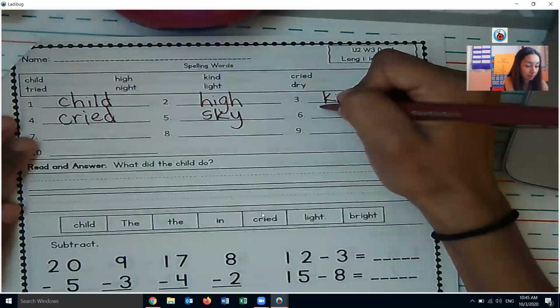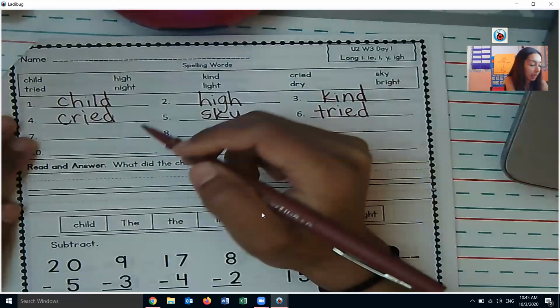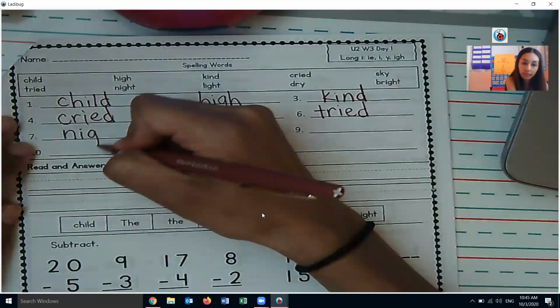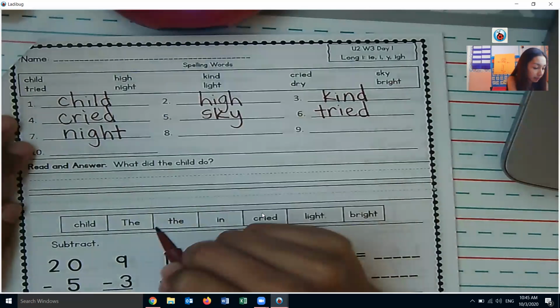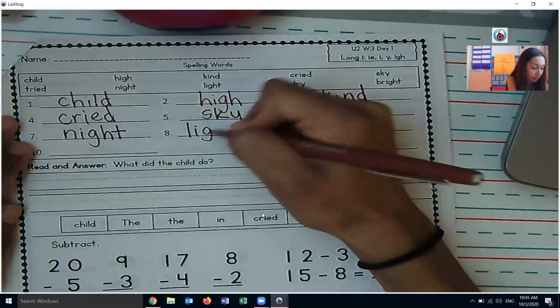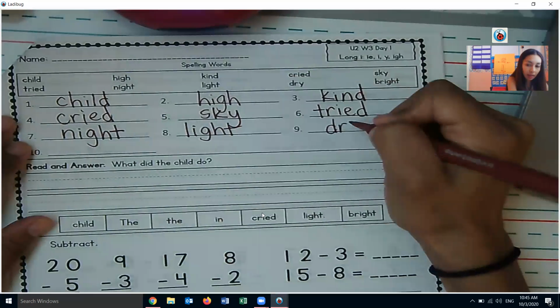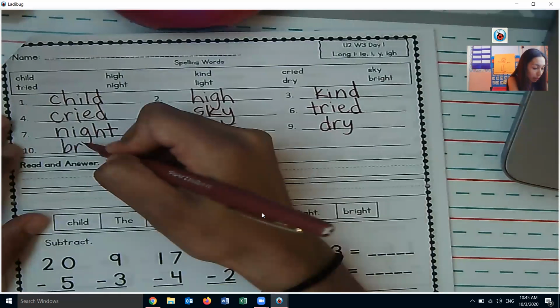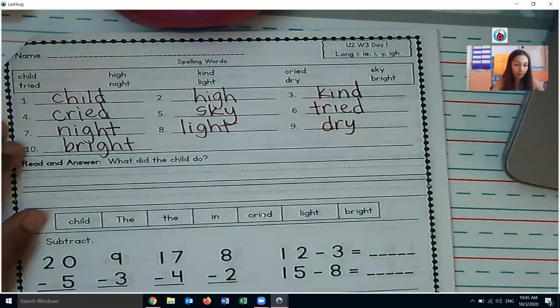pride, and we have night, nighttime. Light, dry, and bright. So all of our spelling words have that I sound in there.